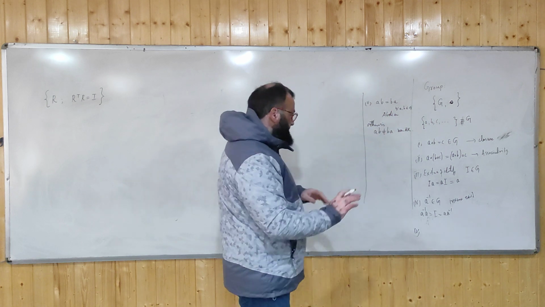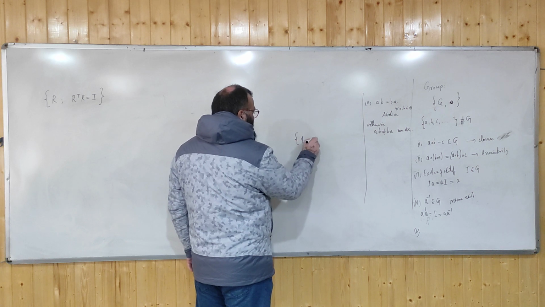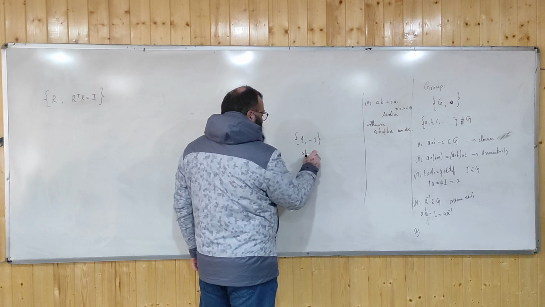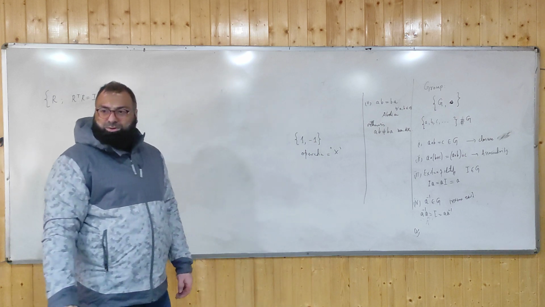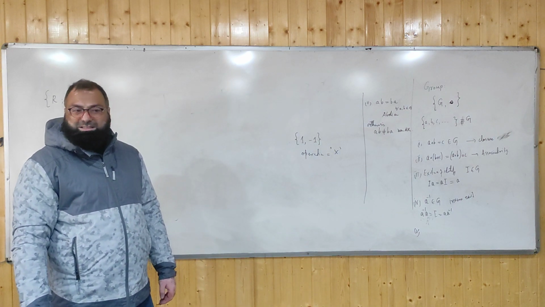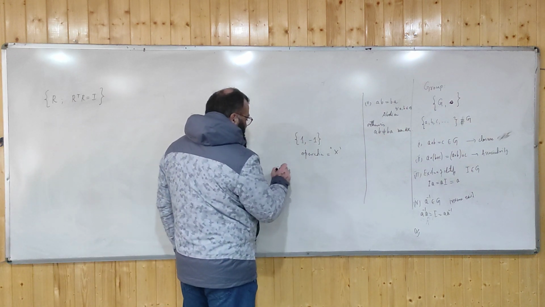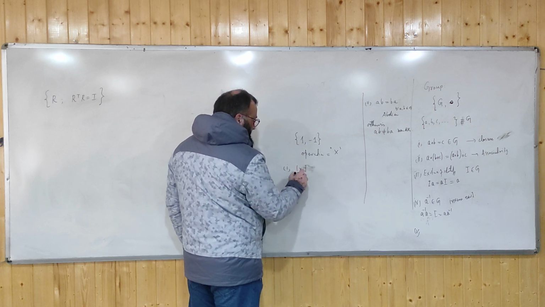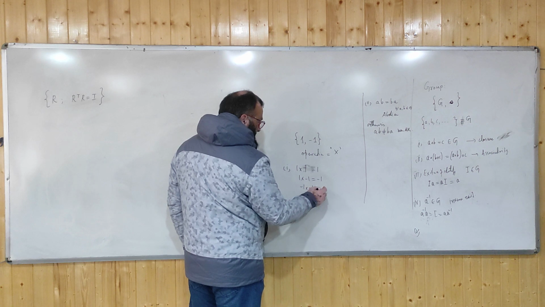Let me give a simple example. Let's take a set of these elements, 1 and minus 1, and let's define the operation here as multiplication. Let's check whether this is a group or not. What is the first condition? Let's take 1 with itself: 1 into 1 is 1. 1 into minus 1 is equal to minus 1. Minus 1 into minus 1 is equal to 1.